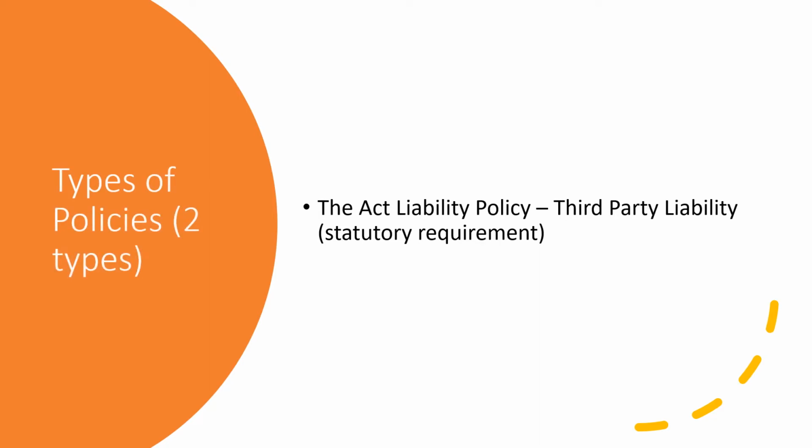There are two types of motor insurance policies which are available for all types of motor vehicles. The Act Liability Policy or third party liability, which is a statutory requirement. This policy covers the liability as defined in the Motor Vehicles Act. Under this type of policy, the insurer indemnifies the insured against all sums which he may become legally liable to pay any person by reason of death or bodily injury caused to such third parties or by damage to property of third parties caused by or arising out of use of the motor car.